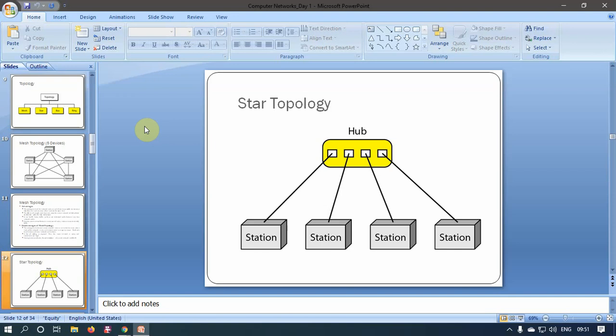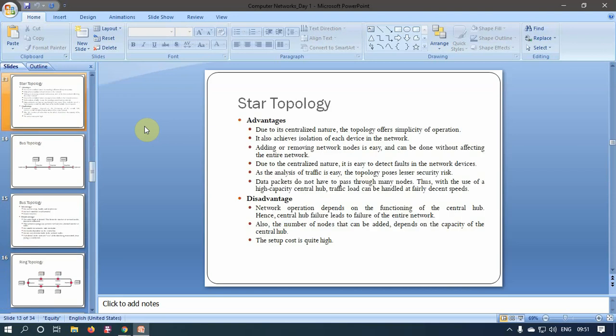So this is nothing but what? A star topology. Now what are the advantages? The advantage is that due to its centralized nature, the topology offers simplicity of operation. So this is the main advantage. And the main disadvantage is what? That network operation depends on the functioning of the central hub. Which means if the central hub is malfunctioning, then the whole network will crash. So these are the main advantage and disadvantage of a star topology.